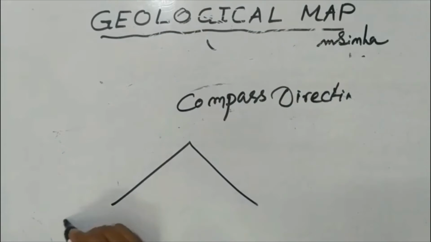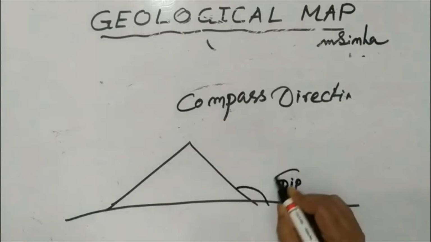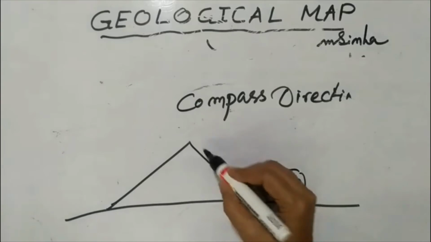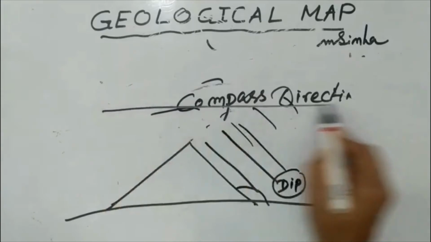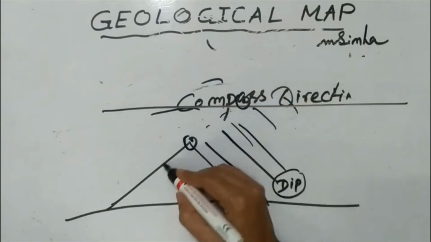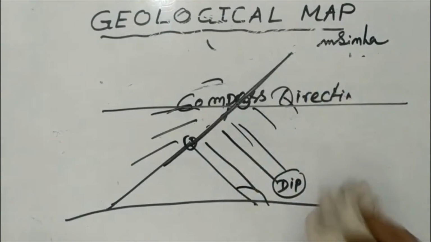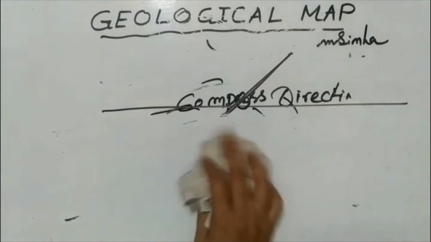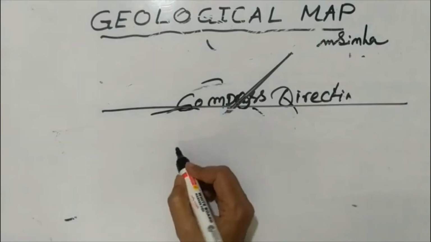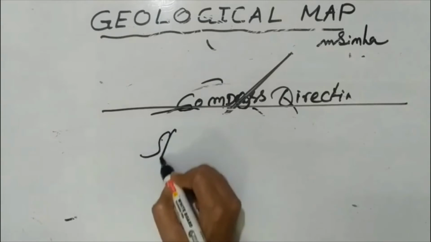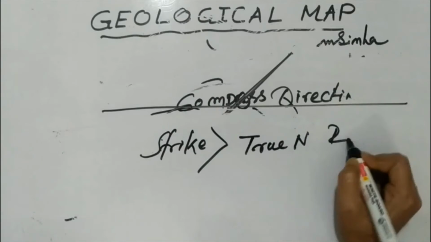Suppose this is a conical hill. This is the dip, and you can measure the amount of dip. Suppose this is 3D. Here all the beds intersect the horizontal plane at those points. You connect these points, and this line is the strike line. Strike normally refers to true north and true south.